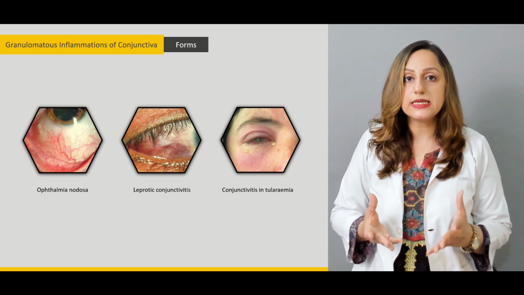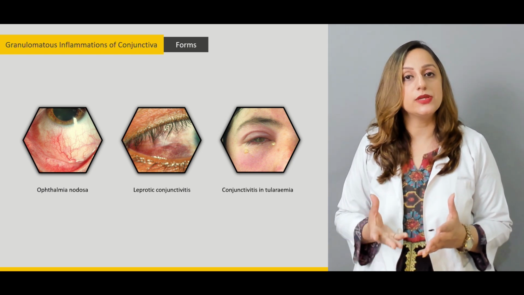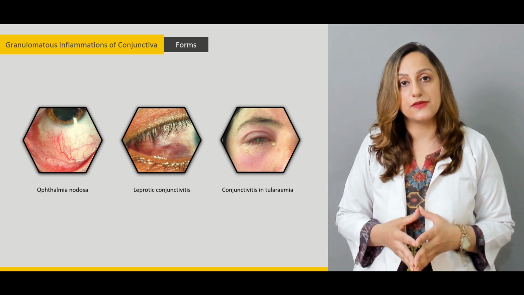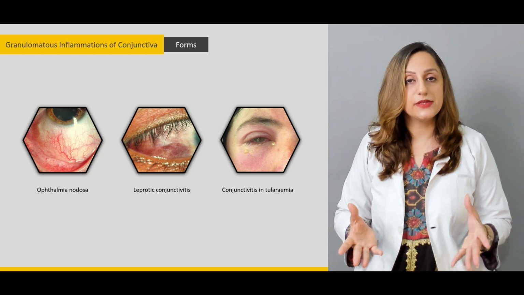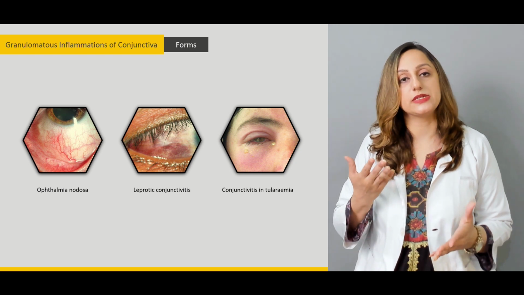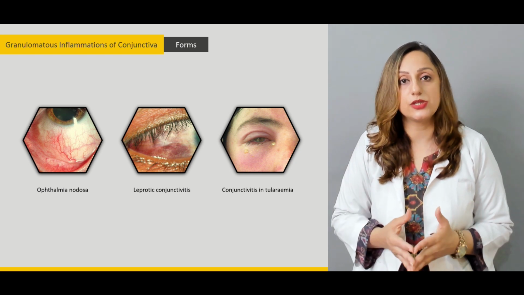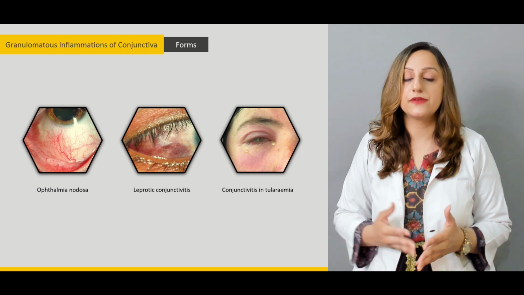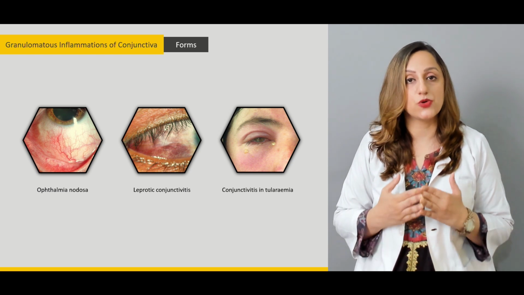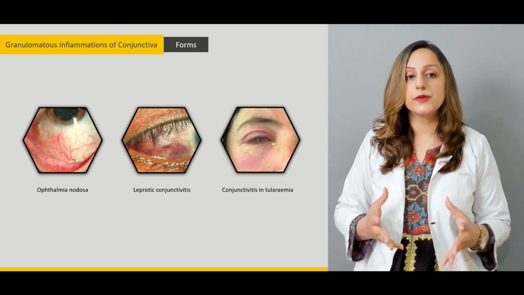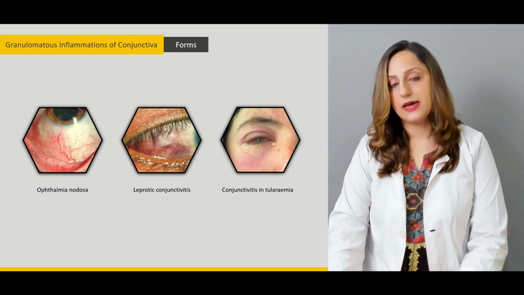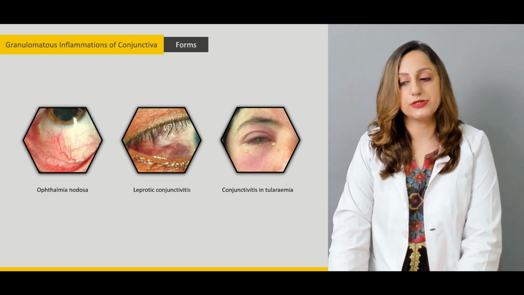The nature of the disease is very important, and the isolation of the organism is very important. For example, if it's tuberculosis or syphilis, we have to isolate the organism on further investigations and specific cytologies to confirm the granulomatous inflammation in the conjunctiva of the individual.